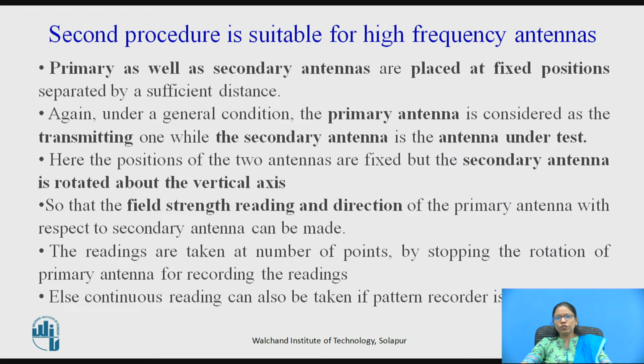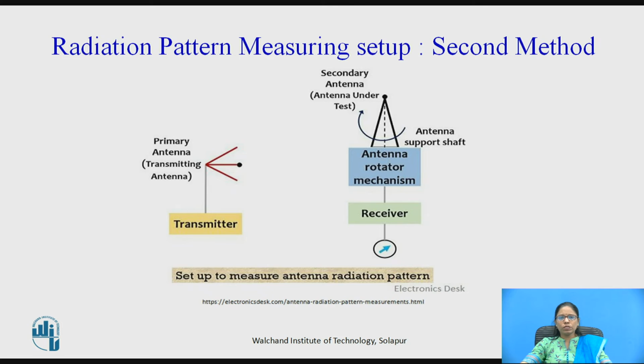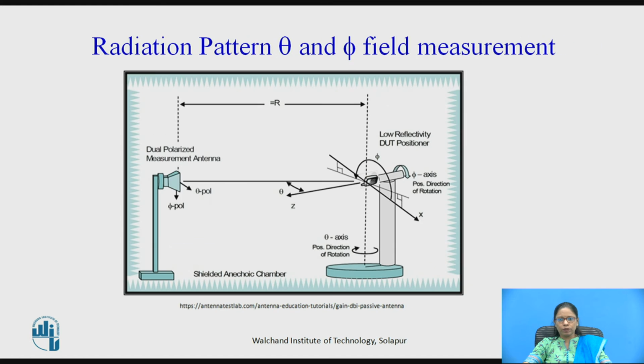Or we can take continuous readings if a pattern recorder is available. If some computerized procedure is available, then we can take continuous readings also. So this is the setup for radiation pattern measurement, where both the antennas are fixed at their positions, they are not moving, but the secondary antenna is rotated. This is the primary antenna, this is the secondary antenna. The secondary antenna is rotated around the axis, and the readings are noted, and these readings of the receiver are plotted either on the polar plot or on the rectangular plot.